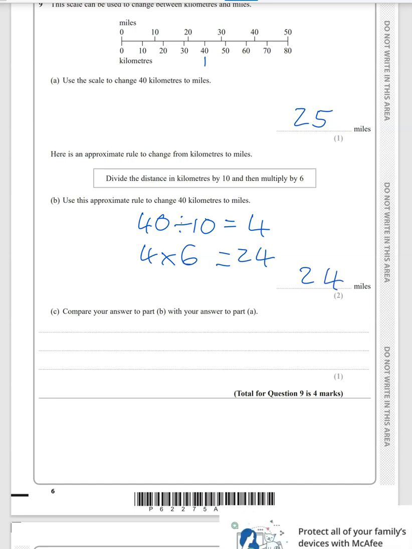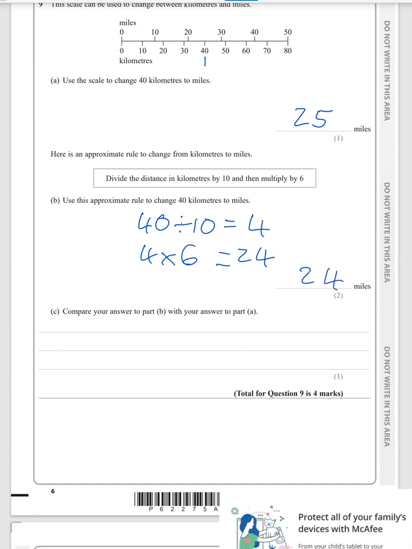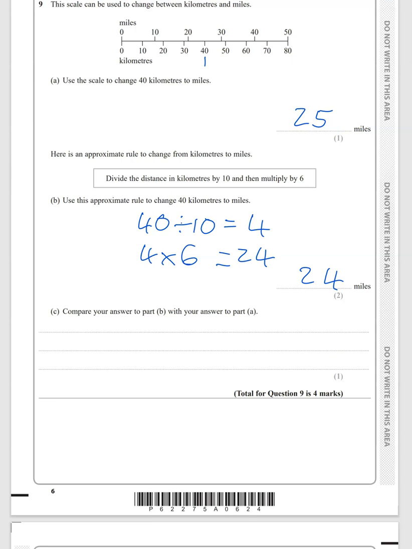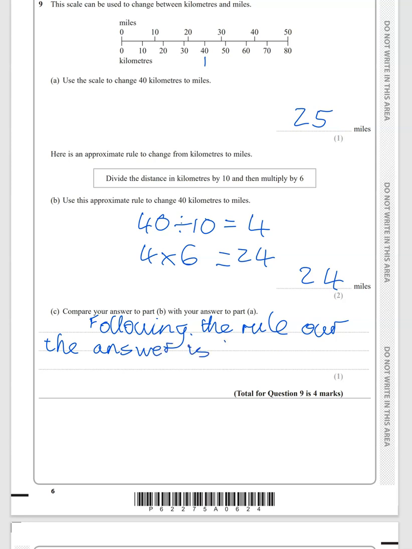Okay, compare your answer to part. Right, okay, so the rule is slightly lower, isn't it? Following the rule, the answer is lower by 1. Not entirely sure what else it needs you to say there, really. It's only worth 1 mark.